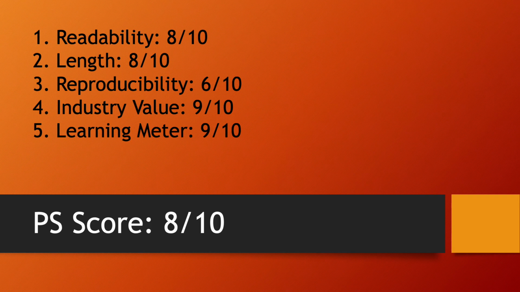Now let's give this paper a PS score. Overall, it's a nice read, so it gets 8 out of 10 on readability. With 13 pages long, it scores 8 out of 10 on length. Reproducibility and repeatability might be challenging, so it gets 6 out of 10. Industry value and learning meter is high, so it gets 9 out of 10 on each. Overall PS score is 8 out of 10.